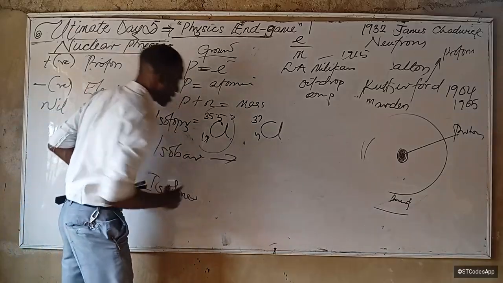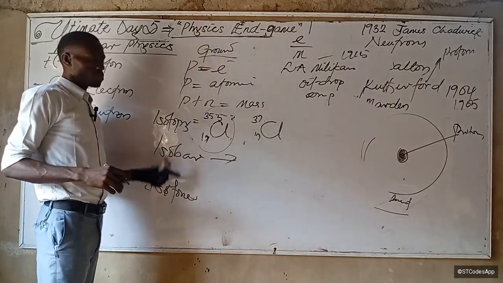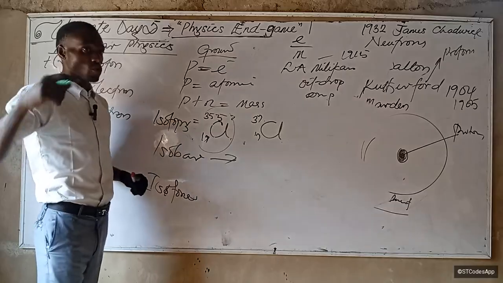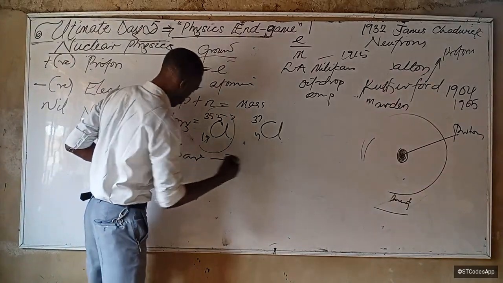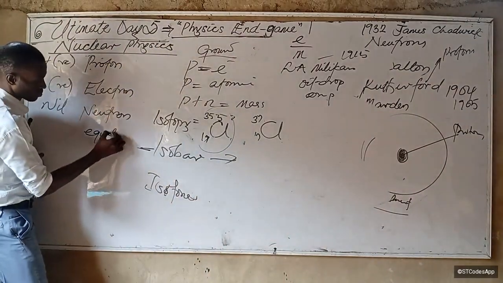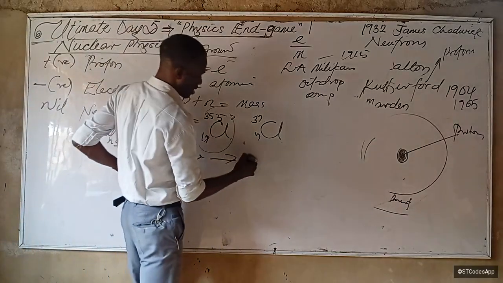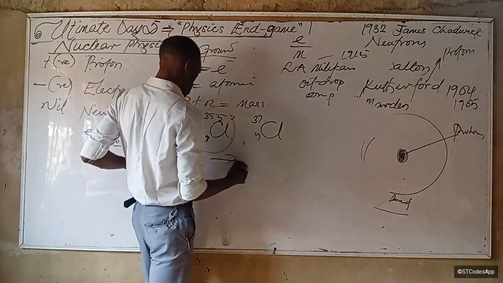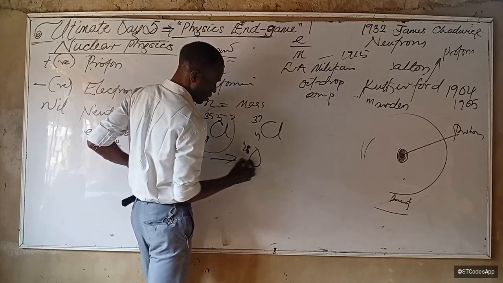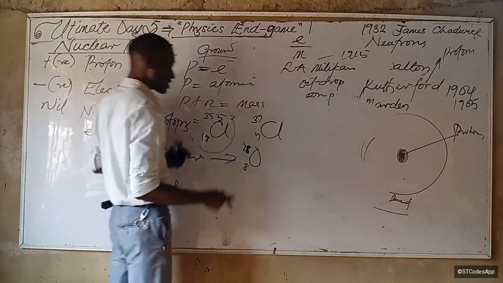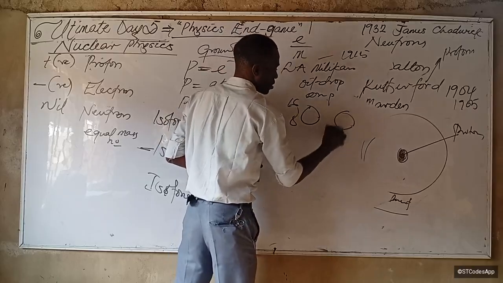Now what are isobars? Isotones have the same neutrons. So isobars have the same mass number but different atomic number. Okay, so equal mass number. For example, oxygen is 18, right? Which other one is 18? Oxygen is 18 and 16, right? Those are two isotopes. There is oxygen 16 and there is oxygen 18, isn't it?